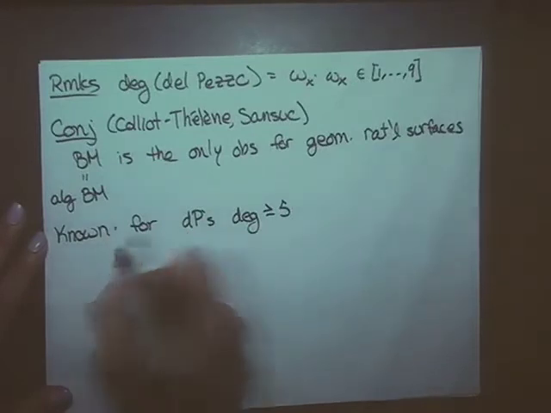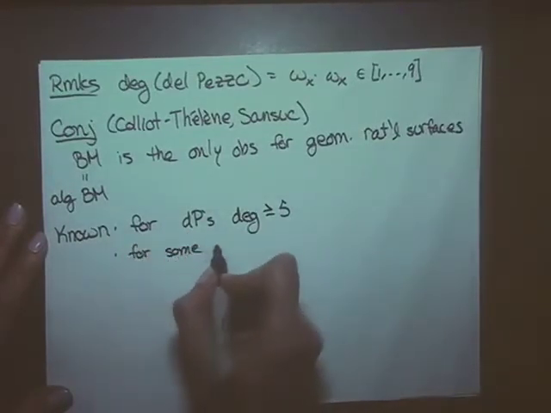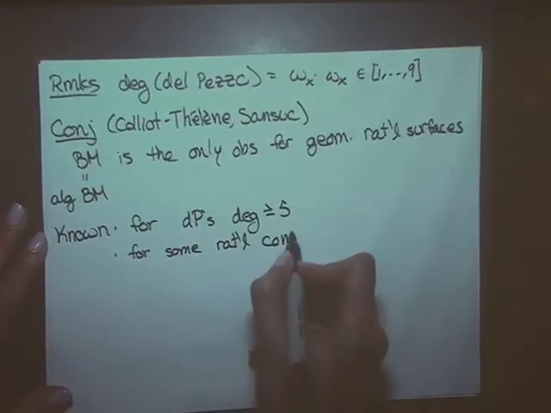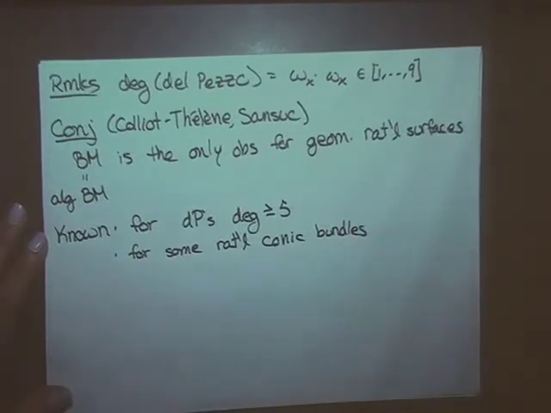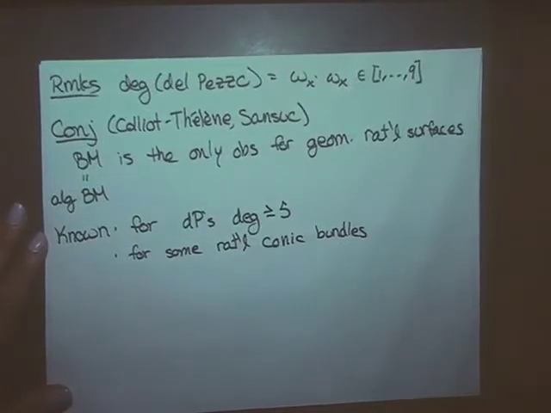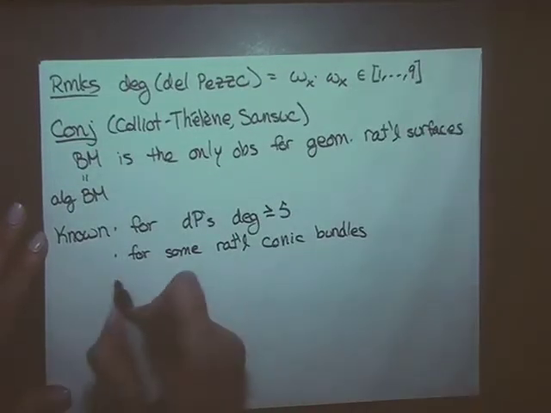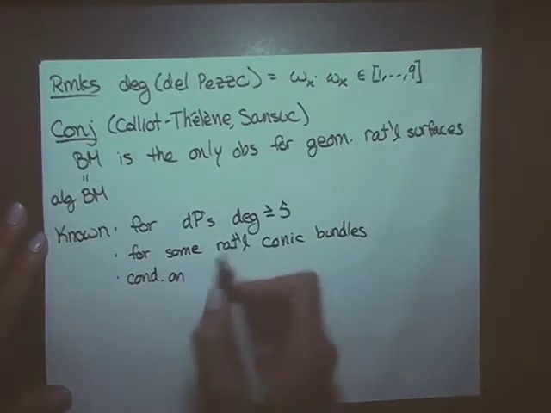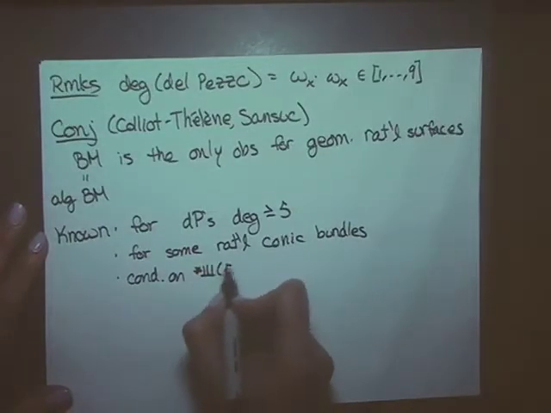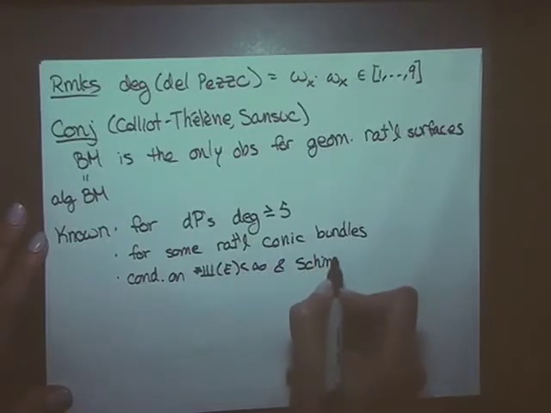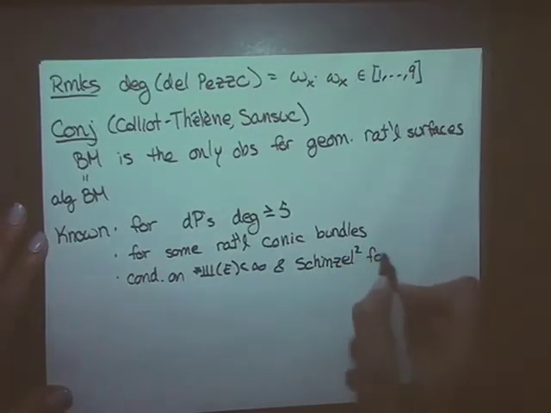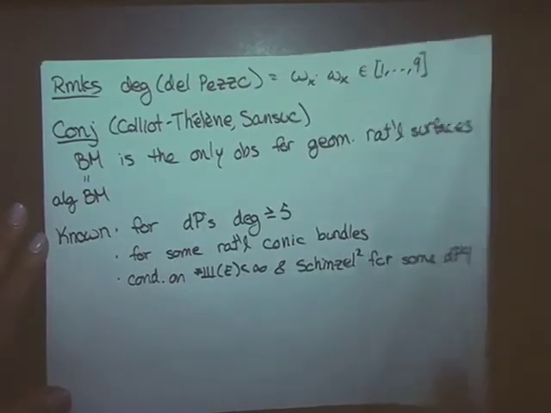It's also known for some rational conic bundles. So the arguments depend on the number of degenerate fibers. And I think Colliot-Thélène is going to discuss more about this in his lectures. So I'll leave that. And it's known conditionally on finiteness of Sha for elliptic curves and Schinzel's hypothesis for some Del Pezzo surfaces of degree 4. That's basically it. So that's what we expect, but we're still a long way from proving it. Okay, so that's the classification of rational surfaces.